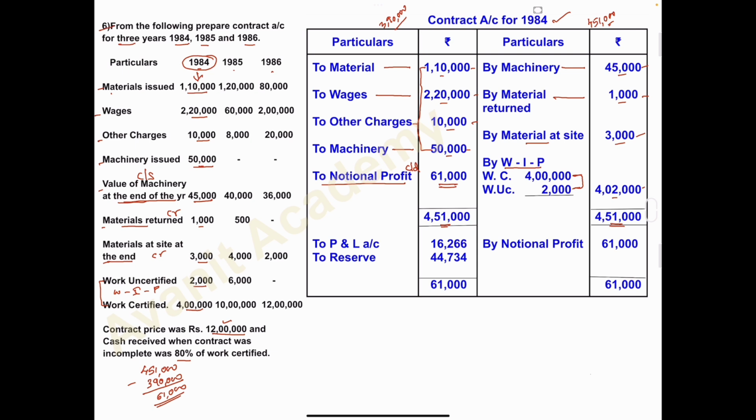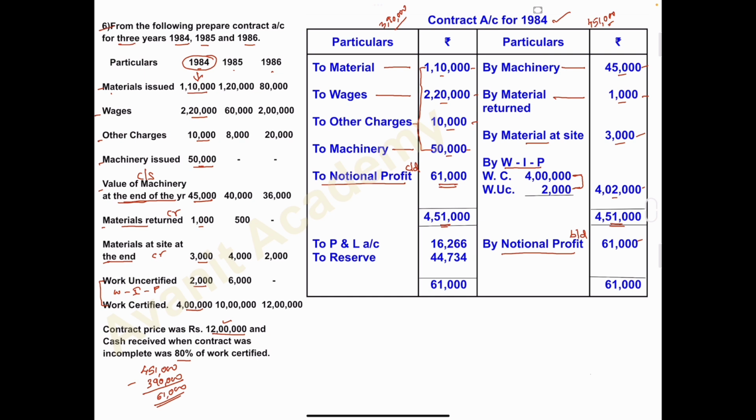The same we will write on the credit side: by notional profit brought down, and the amount is 61,000. So this notional profit is transferred to profit and loss account and reserve. On the basis of certain conditions, we have to transfer the amount of notional profit to profit and loss account and reserve. The first condition is if the work certified amount is less than one-fourth of the contract price, then no amount is transferred to profit and loss account.